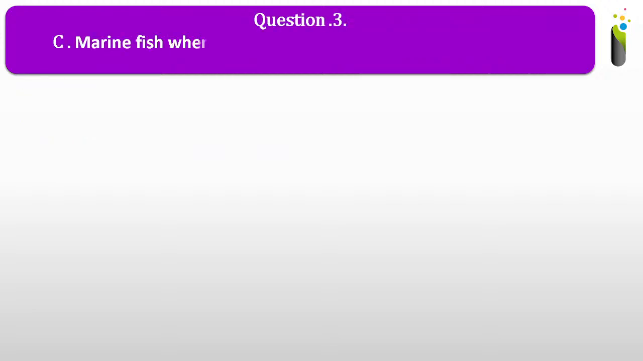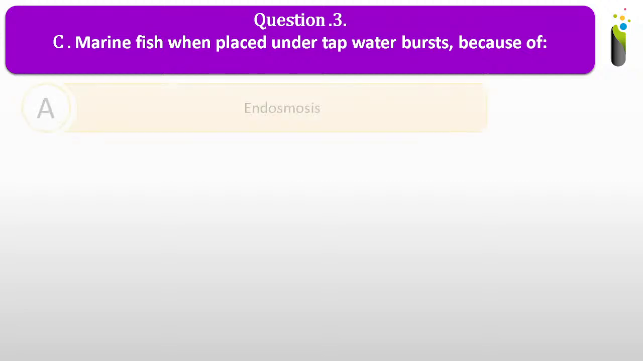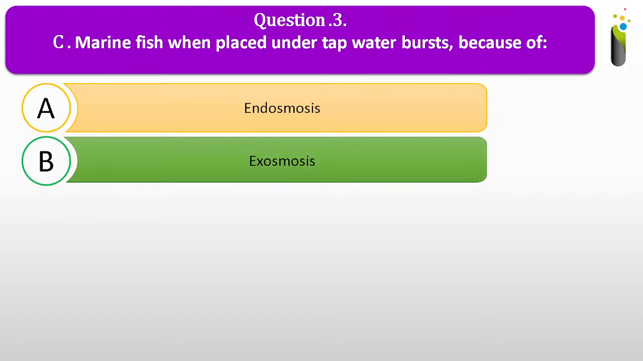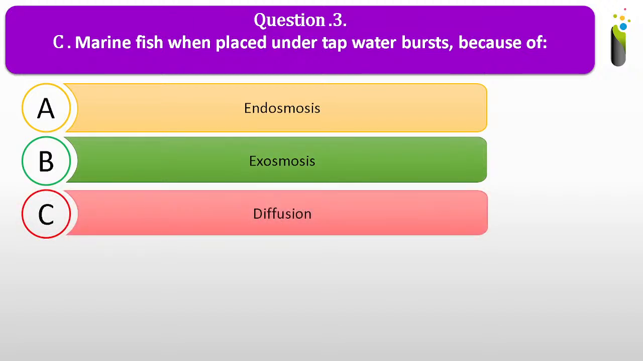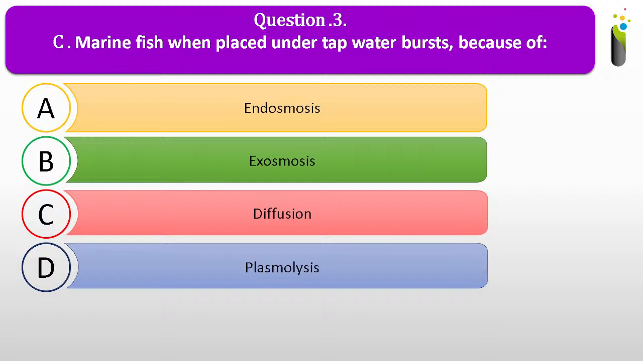Going ahead to question number 3, sub-question C. Marine fish, when placed under tap water, bursts because of dash. A. Endoosmosis. B. Exoosmosis. C. Diffusion. D. Plasmolysis.